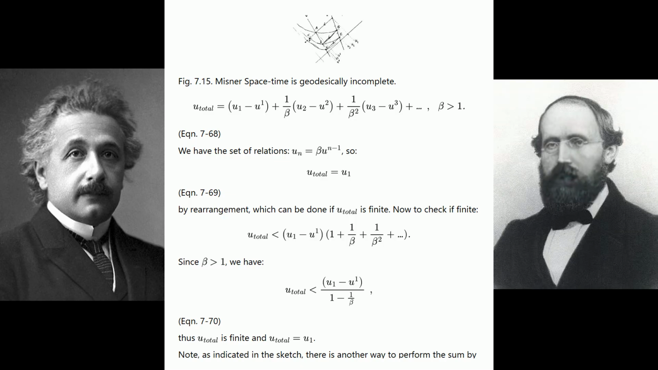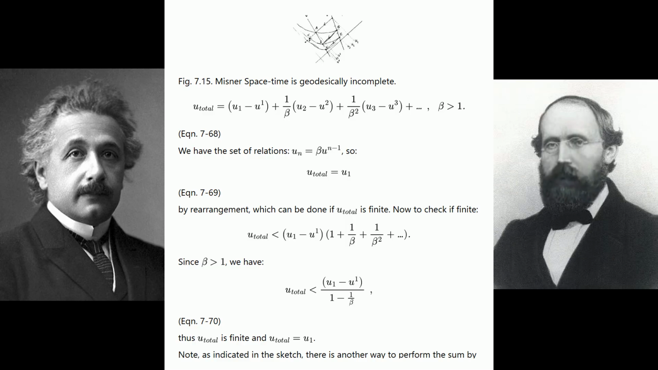Equation 7-68. We have the set of relations, u_n equals β u_{n-1}, so. Equation 7-69. By rearrangement, which can be done if u_total is finite. Now to check if finite. See the next equation. Since β is greater than 1, we have equation 7-70. Thus u_total is finite, and u_total equals u_1.